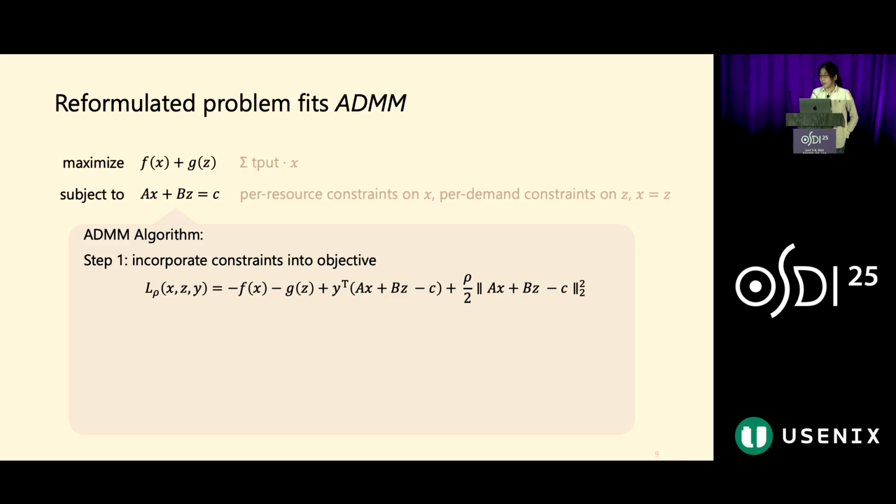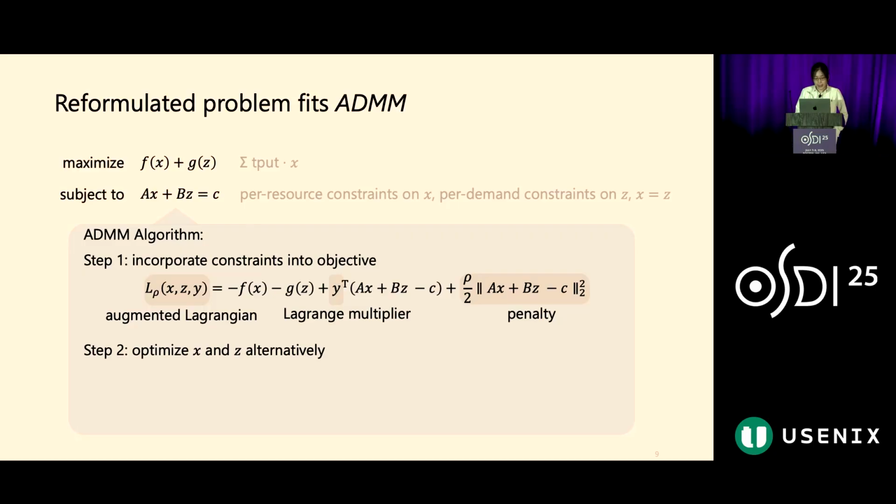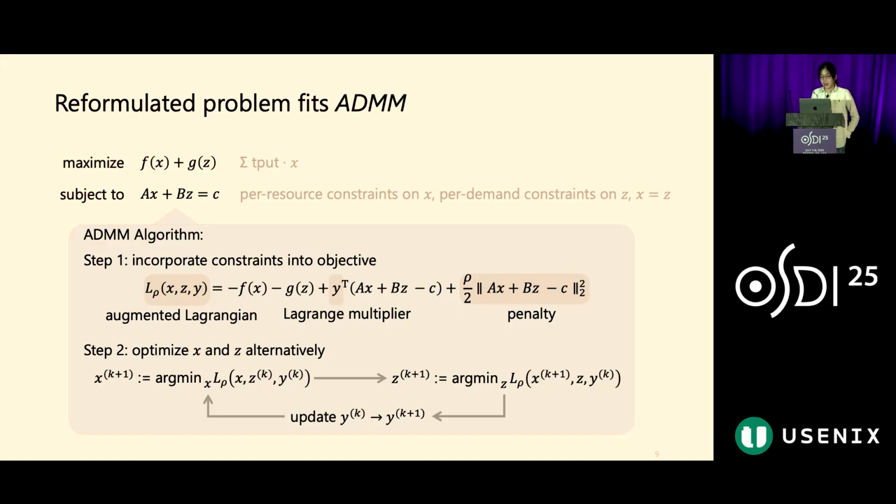At step 1, it incorporates the constraints into the objective, so the problem becomes unconstrained. This step introduces a Lagrangian multiplier term, as well as a quadratic penalty term from the constraint violation. This gives us a so-called augmented Lagrangian. At step 2, ADMM optimizes x and z in the augmented Lagrangian alternately. It starts by optimizing x while keeping the other variable fixed. Then it optimizes z using the previous result. After that, ADMM updates the Lagrangian multiplier and starts the next round.